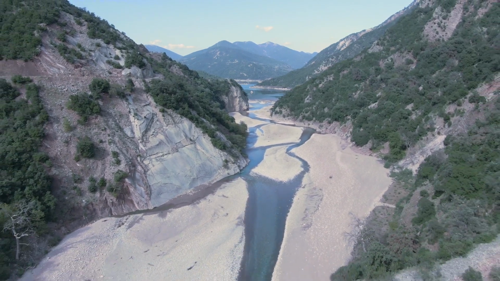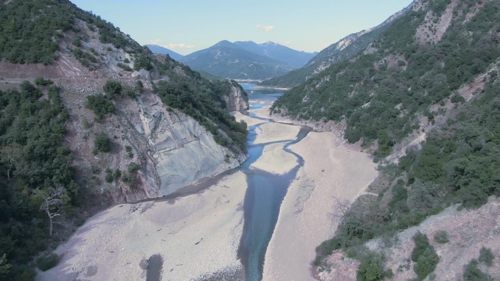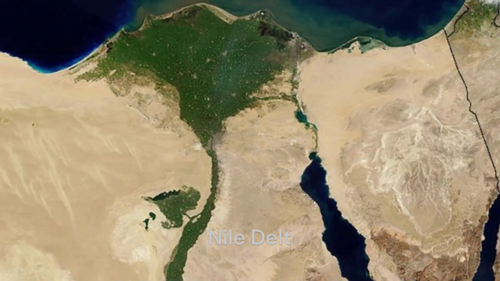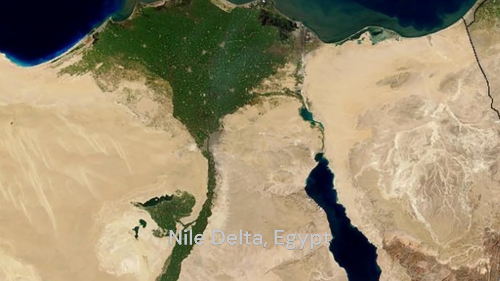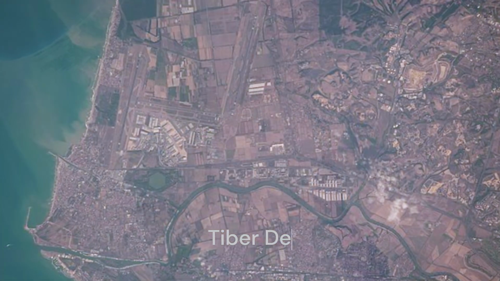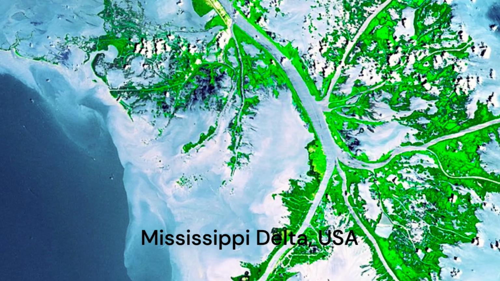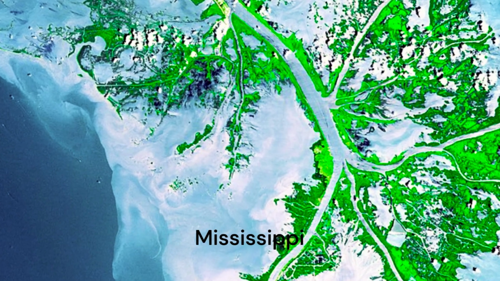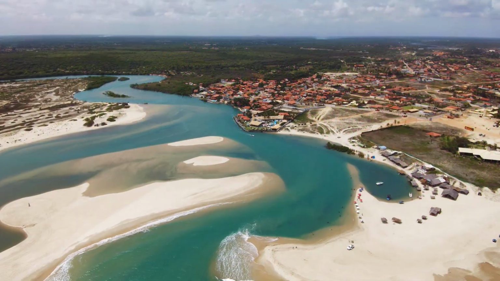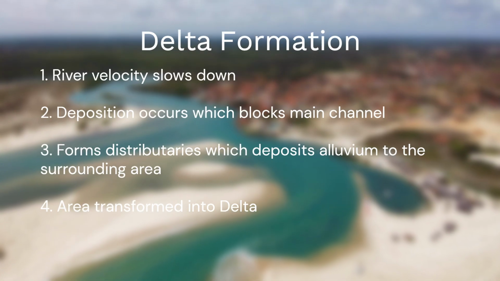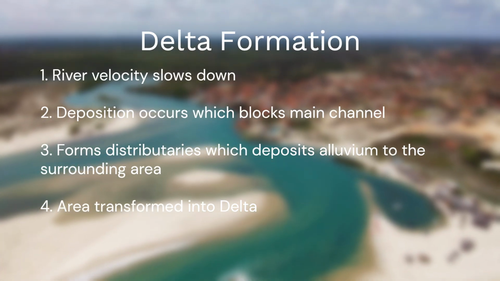Deltas form where rivers slow down and deposit sediment at their mouths. The Nile Delta has an arcuate shape. The Tiber Delta in Italy is considered cuspate, while the Mississippi Delta is considered a bird's foot. Deltas develop when rivers carry large sediment loads, flow slowly, and deposit material faster than the sea can remove it.